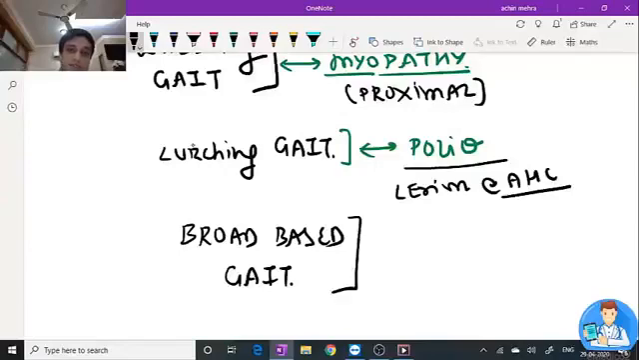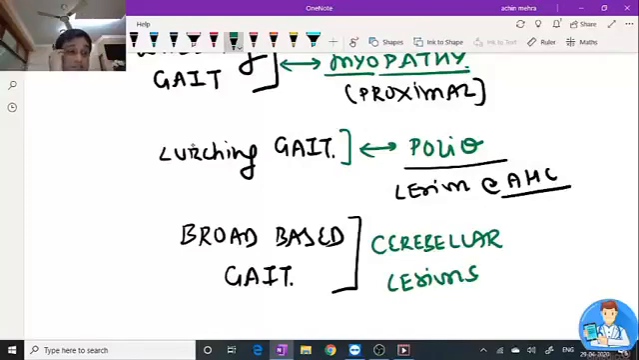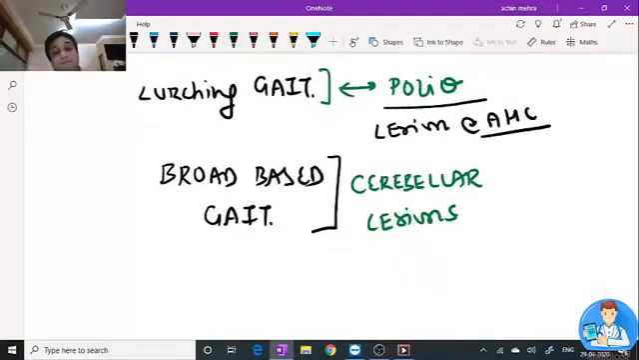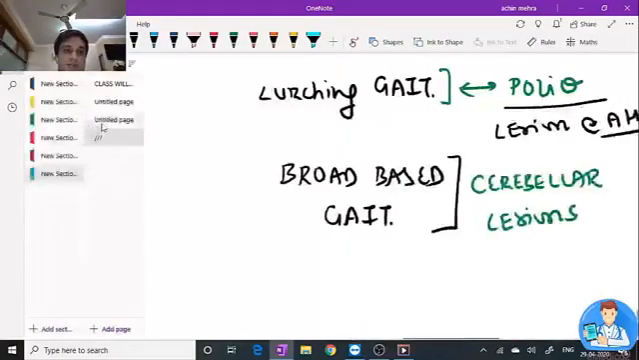Broad-based gait is seen in patients with cerebellar lesions. So remember, this broad-based gait is seen in cerebellar lesions. Now, the cerebellum is an organ in the central nervous system that maintains my coordination and balance. And why does this whole broad-based thing come into it? It's very simple if you look at the video.